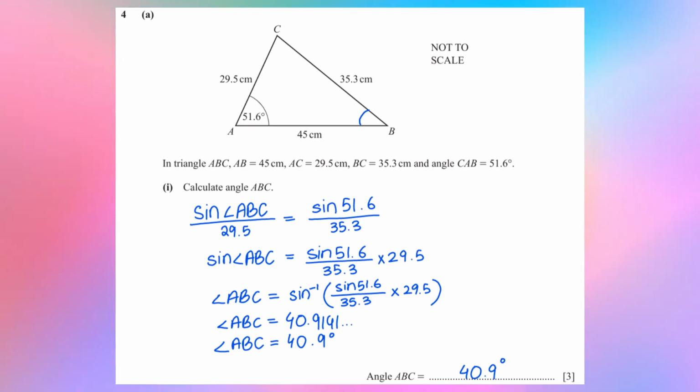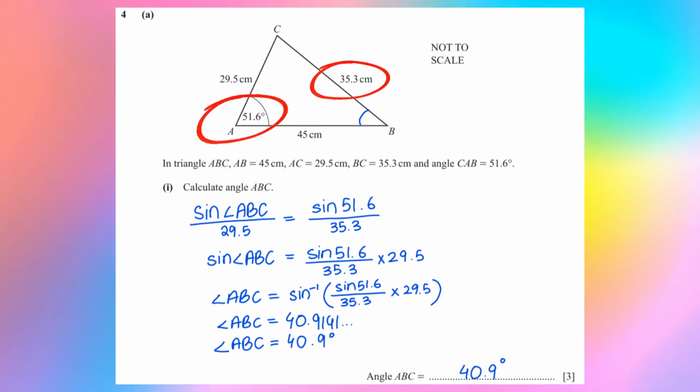It says in triangle ABC, AB equals 45 centimeters, AC equals 29.5 centimeters, BC equals 35.3 centimeters, and angle CAB equals 51.6 degrees. Calculate angle ABC. Okay, so we are dealing with two pairs of angles with their opposite sides respectively.